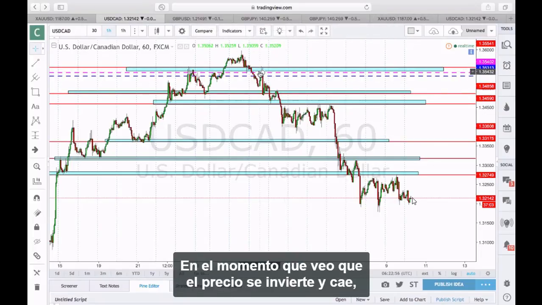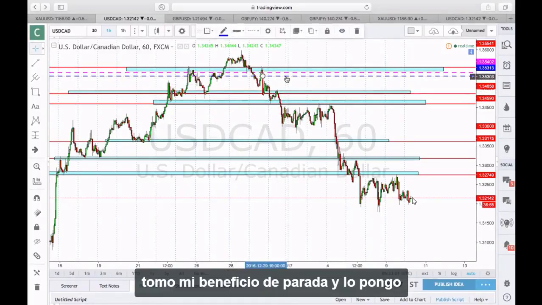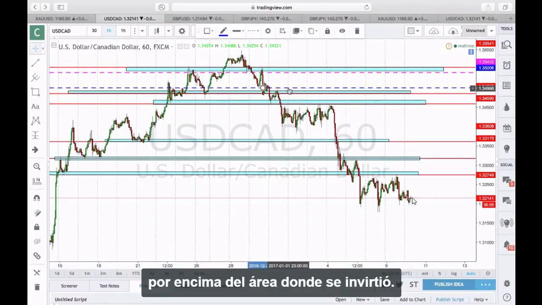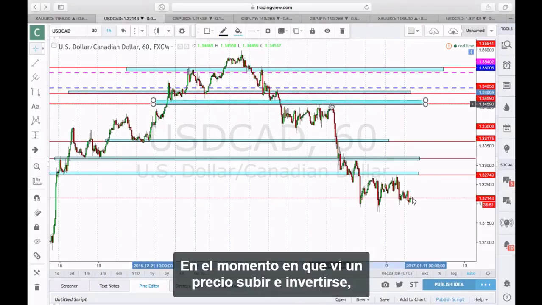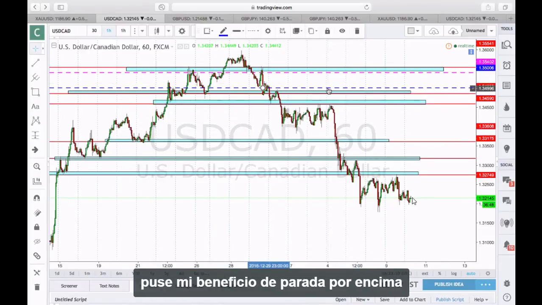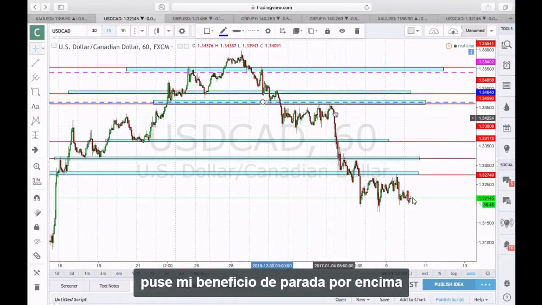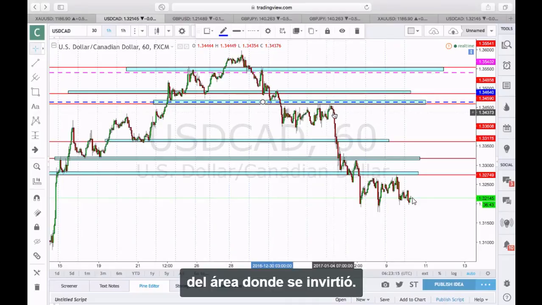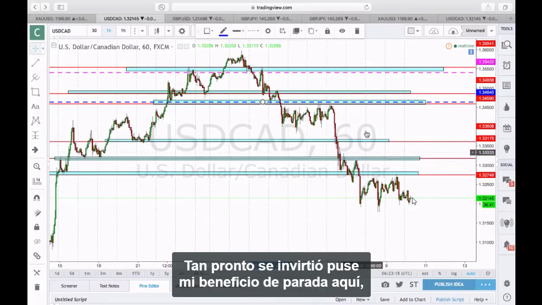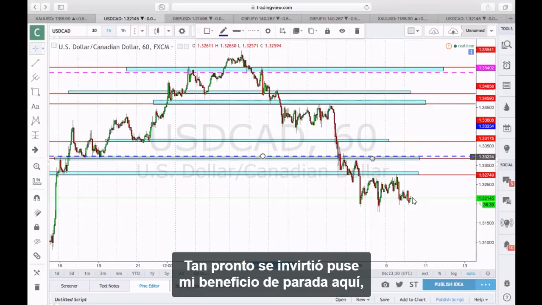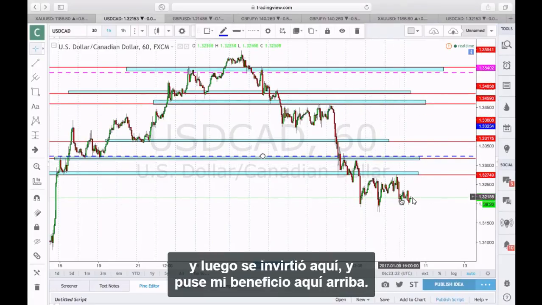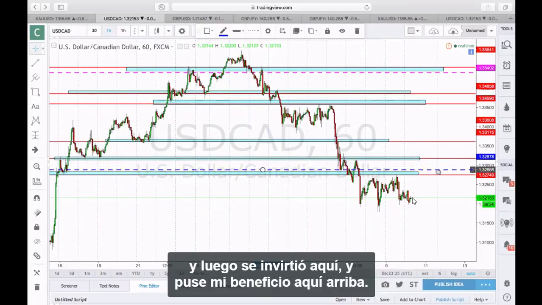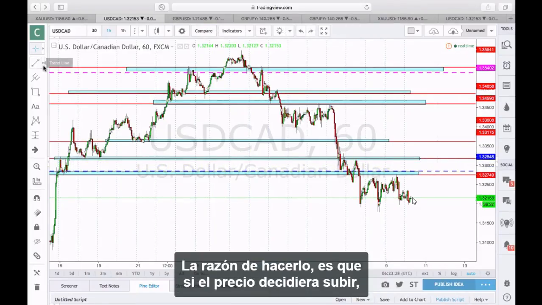Now, the moment I see that price reverses and drops, I take my stop profit and I put it above the area where it reversed. The moment I saw price come up and reverse, I put my stop profit above the area where it reversed. Same thing happened over here. As soon as it reversed, I put my stop profit above here, and then it reversed here, and I put my stop profit above here.